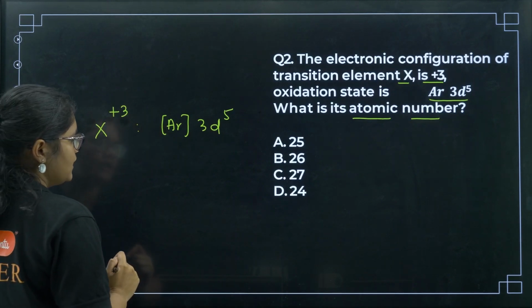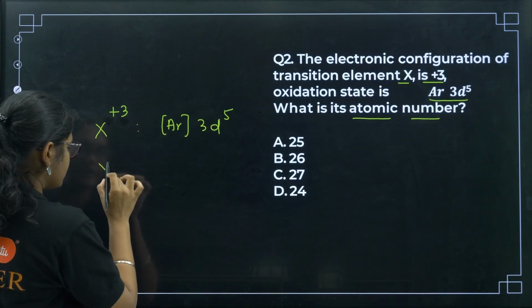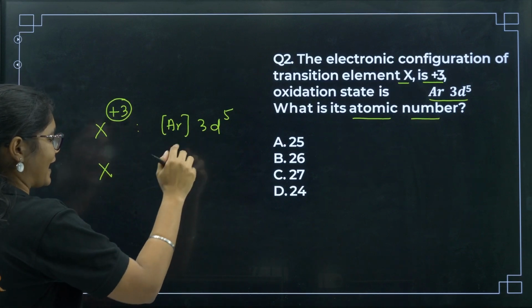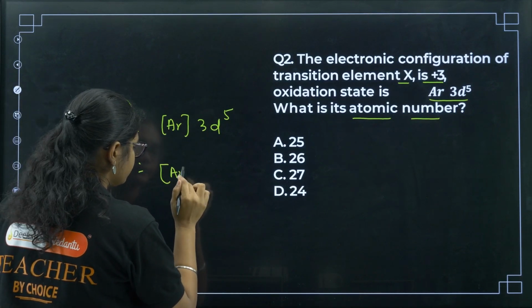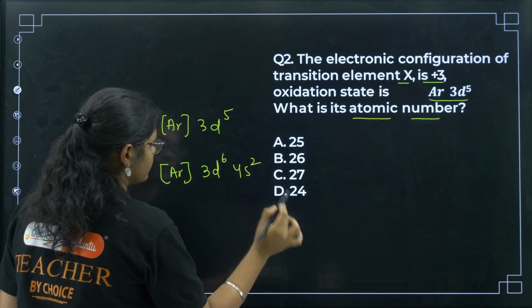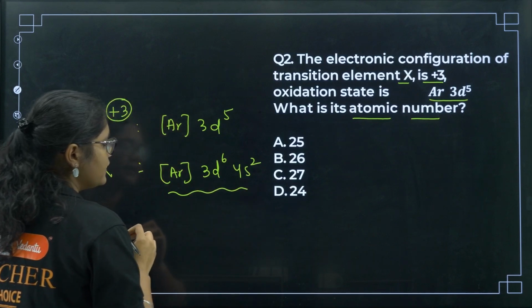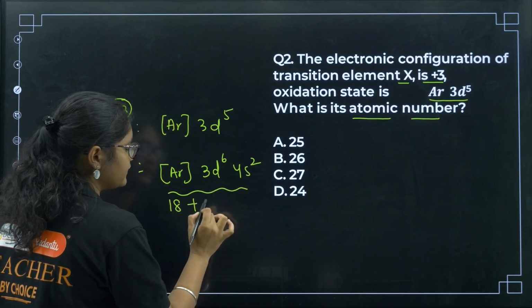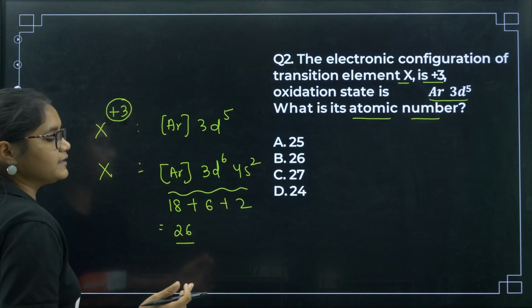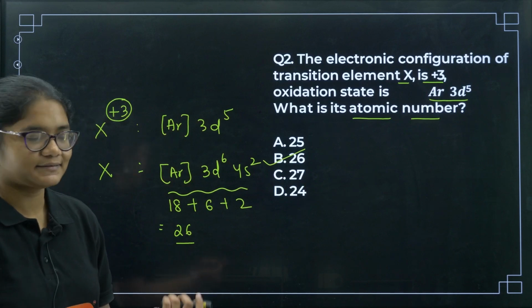Now, +3 means 3 electrons were lost, so I can add 3 electrons back. So argon, and I add 3 electrons: 3d6 and 4s2. The total is argon 18, plus 6 electrons here and 2 electrons here, that is 26. So this element is nothing but iron, and the atomic number is 26, option B.